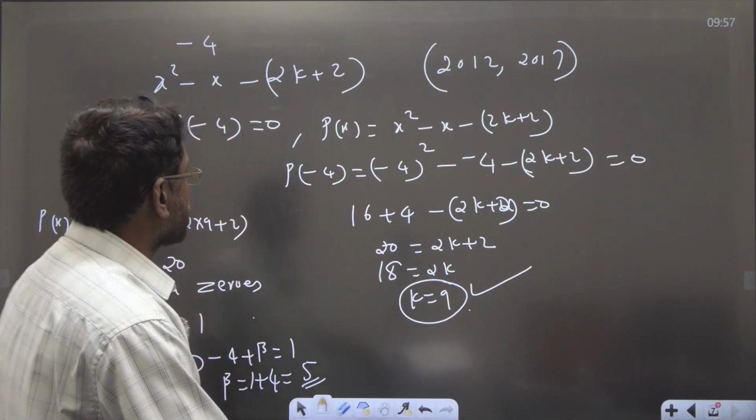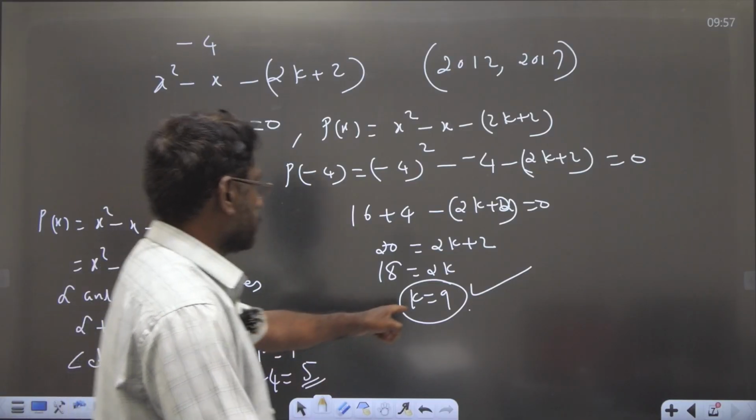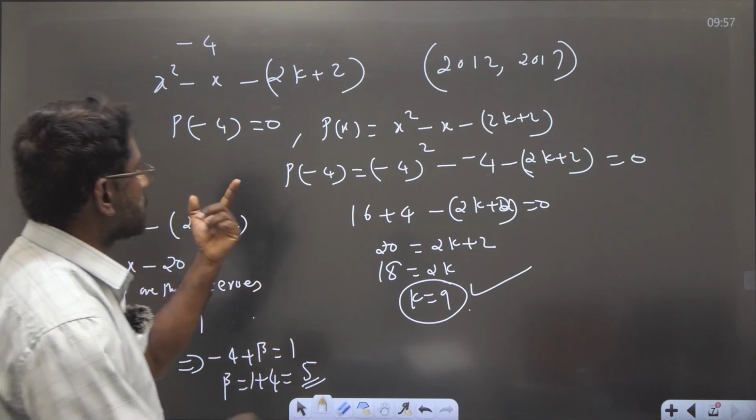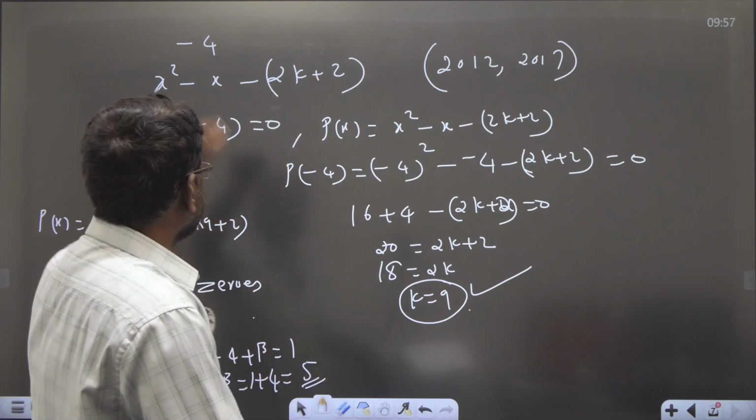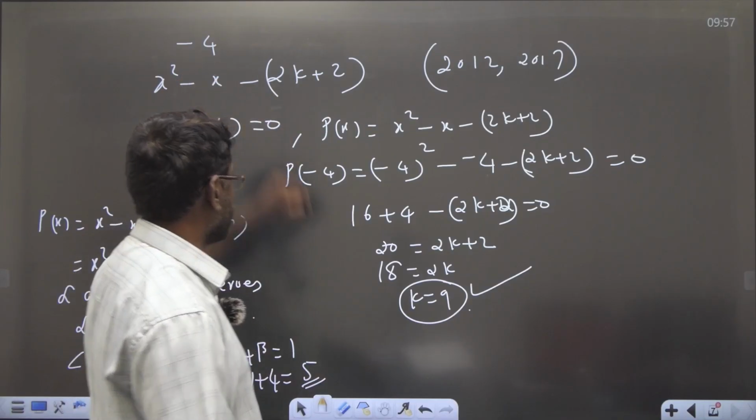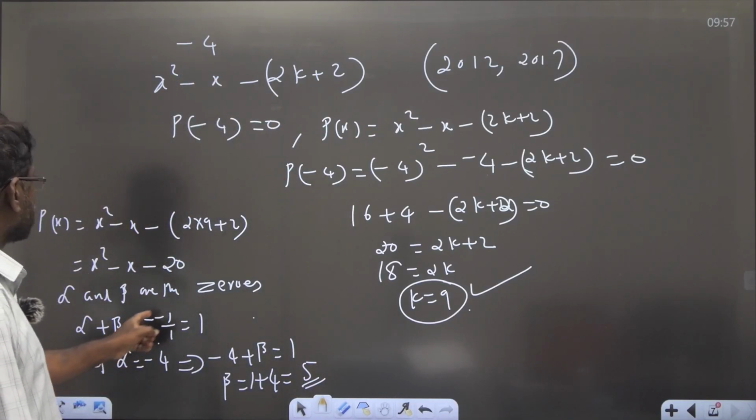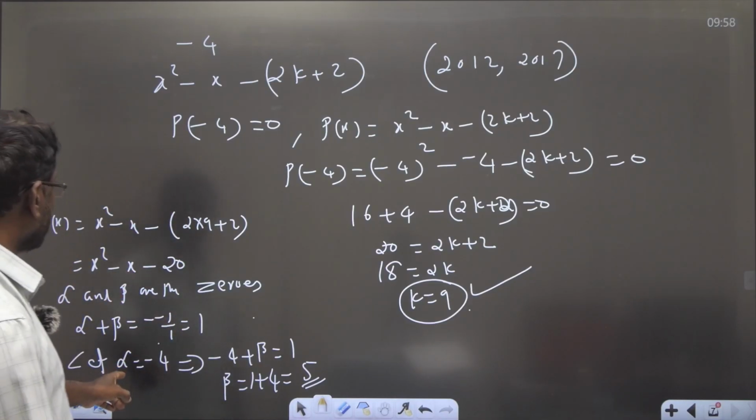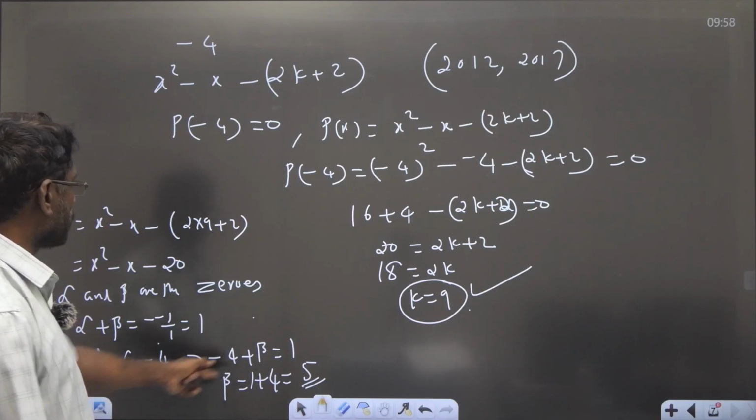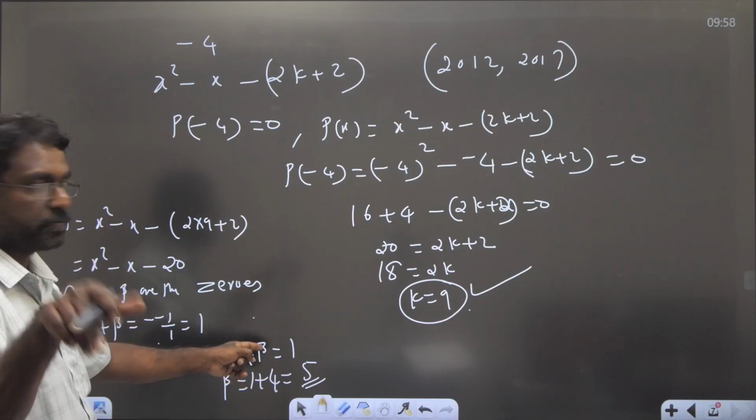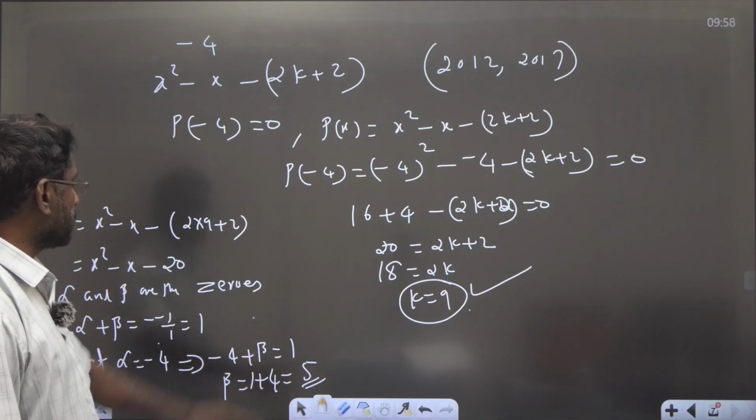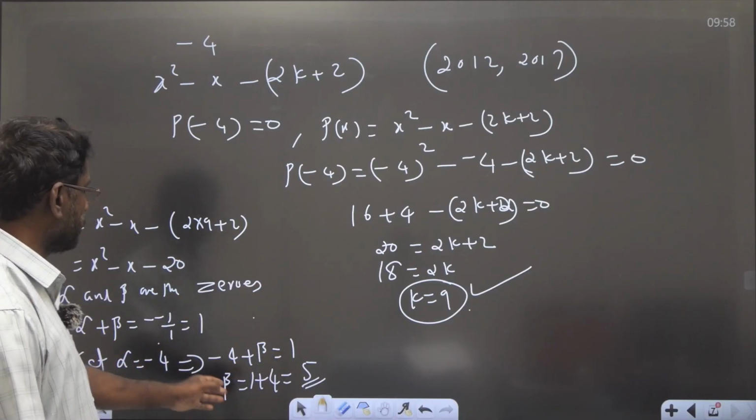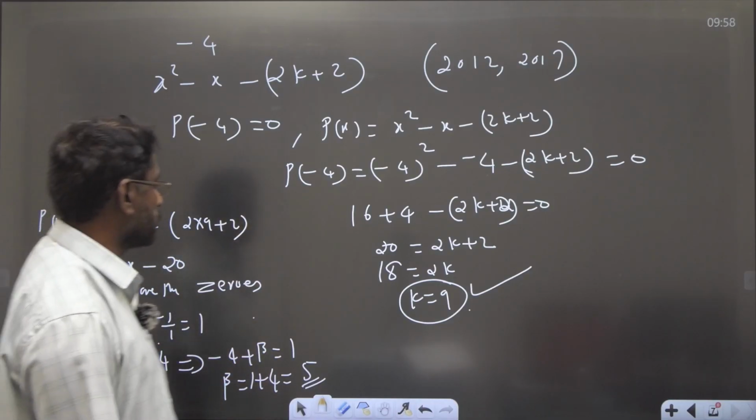For the first part, what is the value of k? K is equal to 9. And the second part, we have to find out the second zero also. First zero is already given in the question, that is negative 4. Alpha plus beta is equal to 1 from this polynomial. But alpha is given in the question, minus 4 plus beta. Beta is the second zero that we have to find. Minus 4 plus beta equal to 1. From this equation, take negative 4 to the right hand side, we get beta equal to 1 plus 4, that is equal to 5.